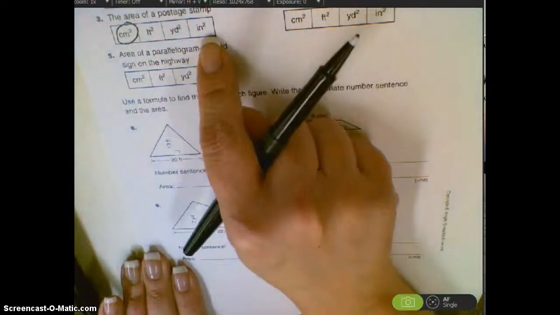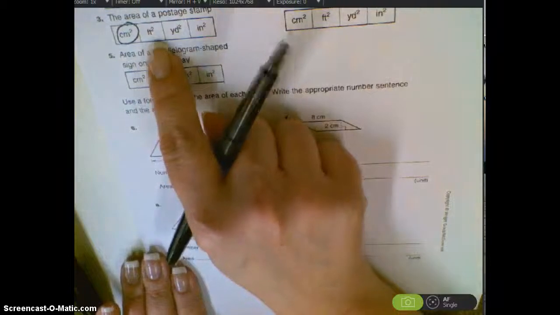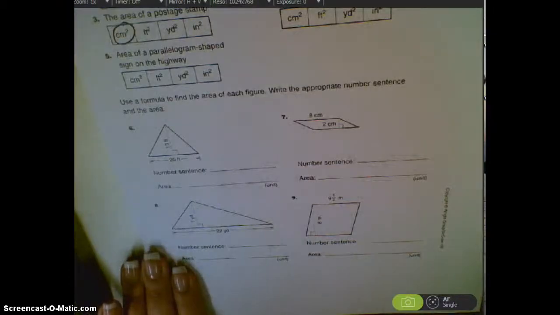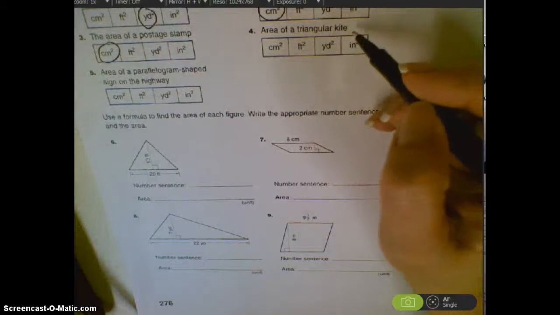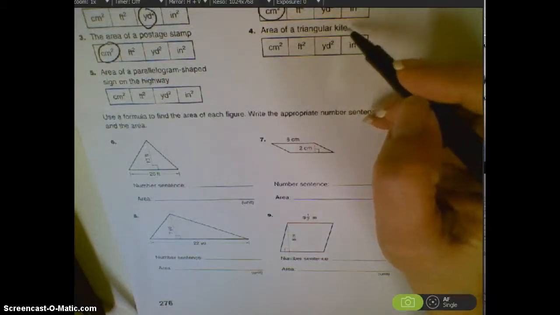The area of a postage stamp, our book will again tell us centimeters is the best answer, but I think inches would work. Feet, no, that's way too big, and yards, same thing. Alright, and then the area of a triangular kite, I would imagine that would be the real kite, the real size of a kite.